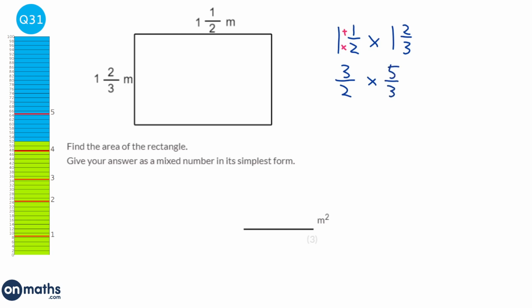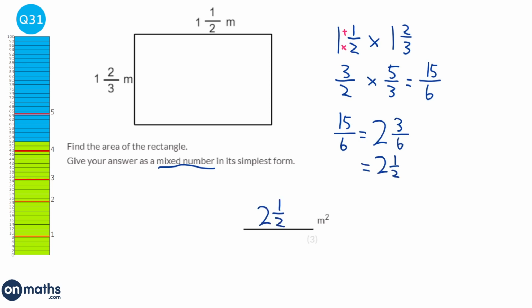We don't need to get the denominator the same, we're multiplying. All we do now, really easily, is multiply the tops and multiply the bottoms. Then we've got to convert 15 over 6 into a mixed number because it asks for a mixed number. How many 6's go into 15? We're going to have 2 whole ones, and 3 left over. Now 3 over 6 is the same as 1/2 because we can divide top and bottom by 3. So our answer is 2.5.